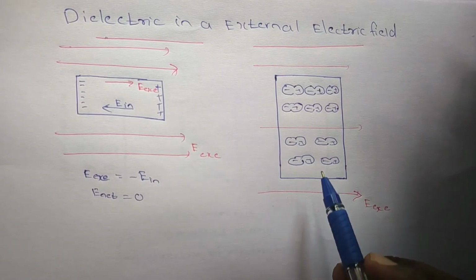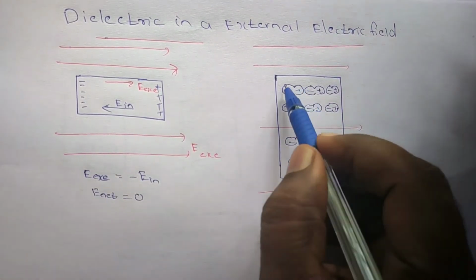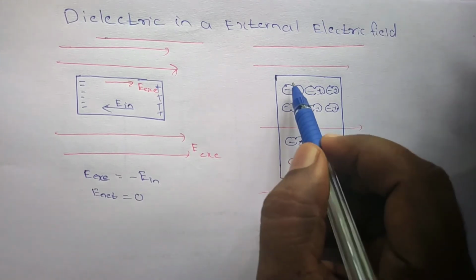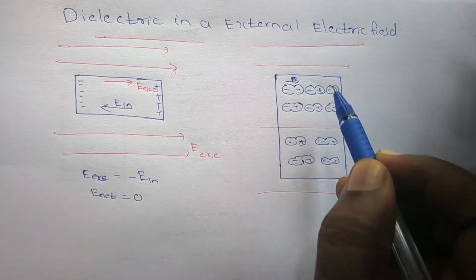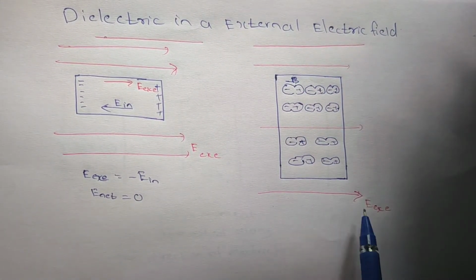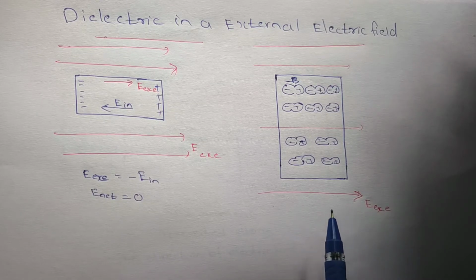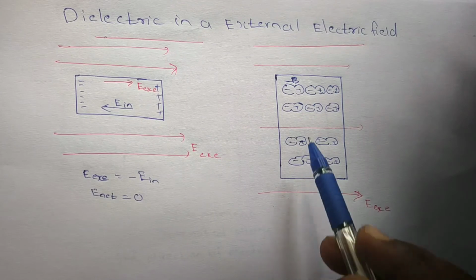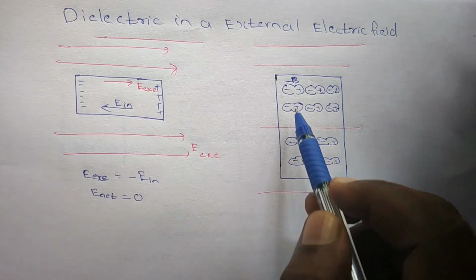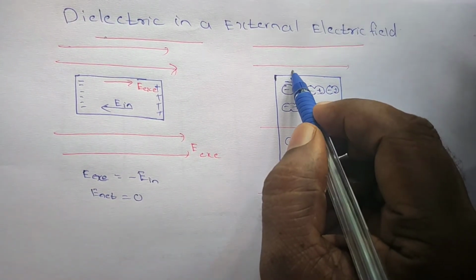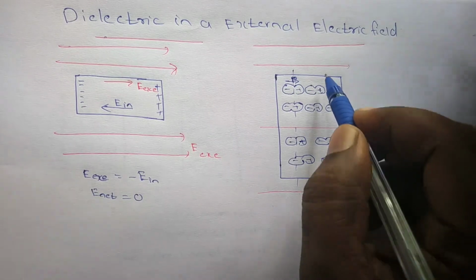You see that there is a dipole moment, that means positive and negative are separated. The dipole moment is in this direction. So when an external electric field is applied, due to stretching and reorientation of the molecules, a net dipole moment is produced inside the slab. Other than the ends, consider all the region in between.